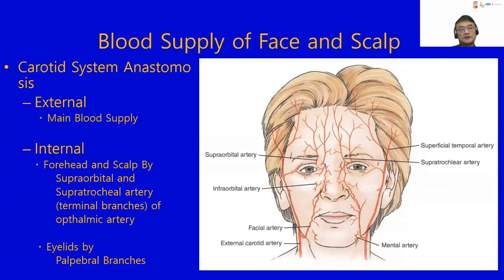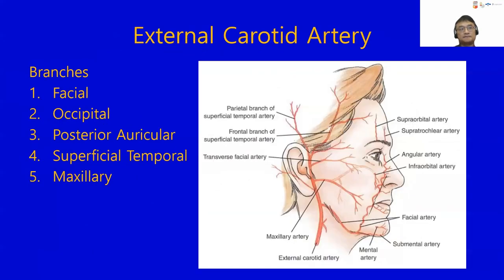Let's talk about the blood supply of the face. This slide shows general features of the arterial supply for the face. Mainly, it emerges from the external and internal carotid arteries. At least we should understand the schematic location of the vessels. As you know, there are 5 branches from the external carotid artery system: facial artery and occipital, posterior auricular, superficial temporal, and maxillary.